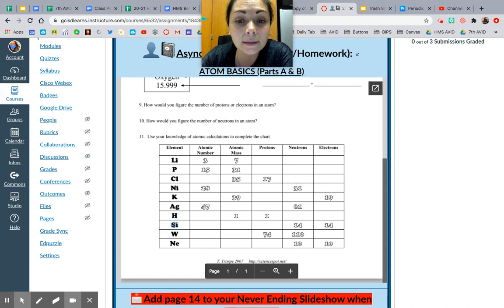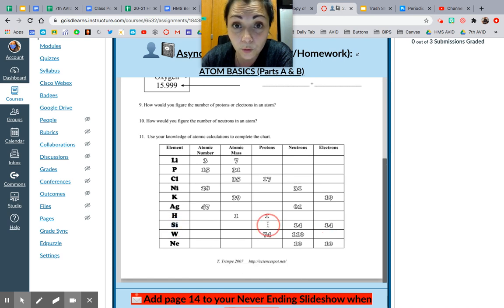Si is silicon. So if silicon's electrons is 14, that means its protons is 14, which means its atomic number is 14. So its atomic mass, remember, is the number of protons and neutrons. So if it has 14 and 14, then the atomic mass is 28.